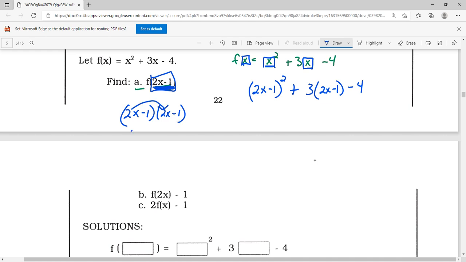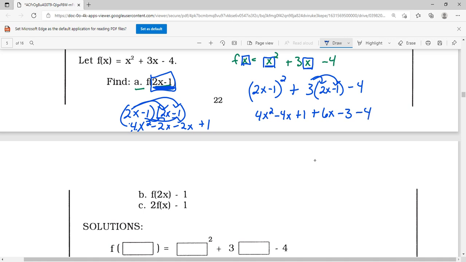We're going to get 4x squared, minus 2x, minus another 2x, plus 1. So we would get 4x squared minus 4x plus 1, plus, now I've got to distribute here. 3 times 2 would be 6x. 3 times 1 would be negative 3, and then minus 4.